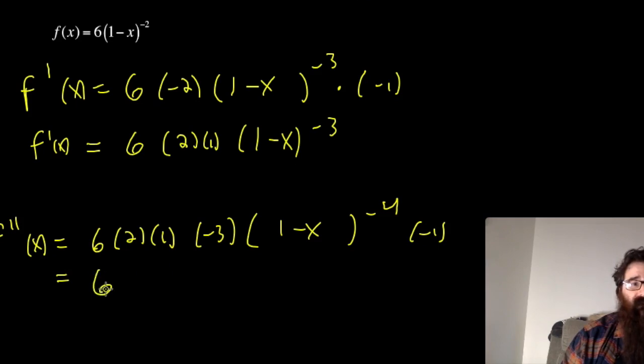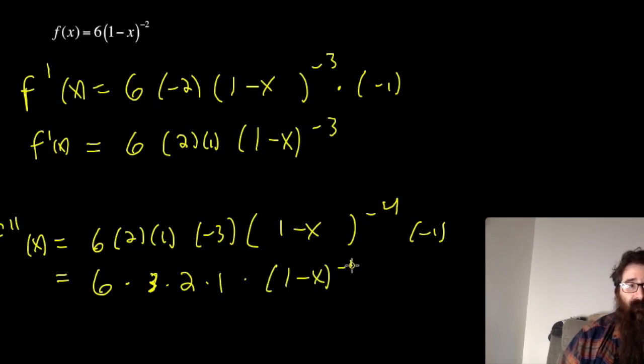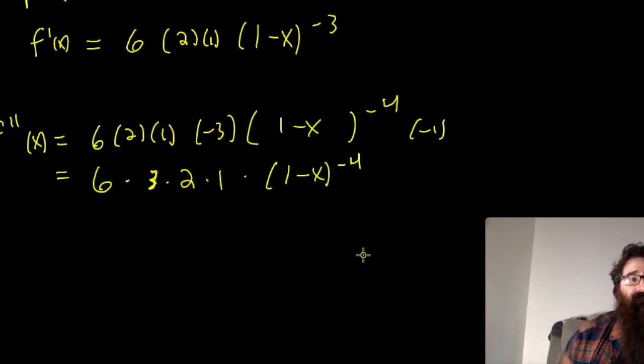And I'm going to clean this one up as well. So here I have 6 times, and I want you to notice that the negative 3 times the negative 1 flips the sign to positive, sort of undoing the minus signs there. But I'm going to bring the 3 closer to the front and say 3 times 2 times 1. I have another 1, but I don't need to multiply by a whole bunch of 1s. It's not going to really help much. And then (1 minus x) to the power of minus 4. I think that looks good for the second derivative.